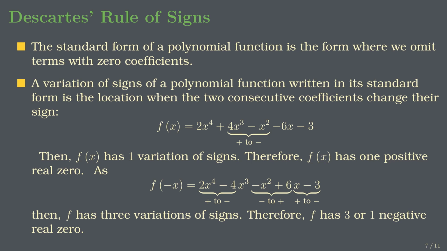Okay, so at least we can tell that f has exactly 1 positive real zero, and it has at least 1 negative real zero, meaning that it will have at least 2 real zeros.